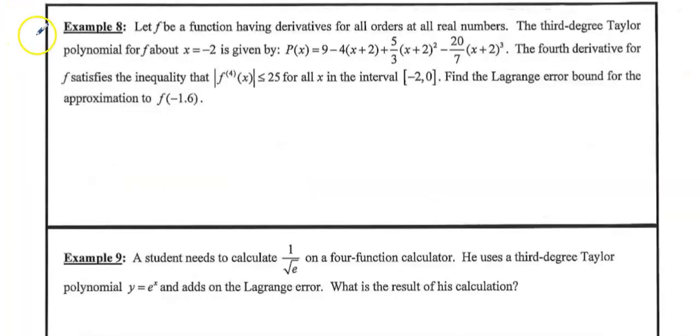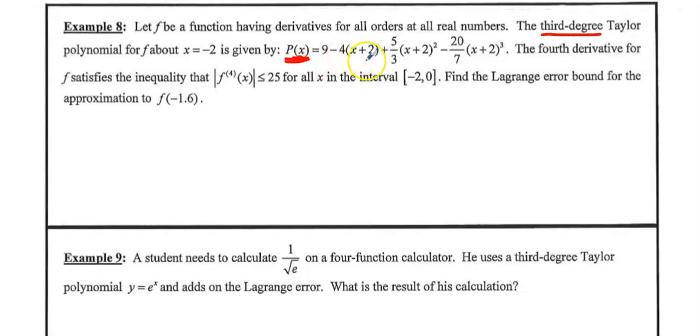All right. So for example number 8 that we're doing right here, the numbers are weird because this is how I teach it to my students, but in our packet. It's asking us to let f be the function having derivatives of all orders at all real numbers. Really important, it says right here, a third degree polynomial. So a third degree Taylor polynomial for f about x equals -2 is given by our function right here, P of x.